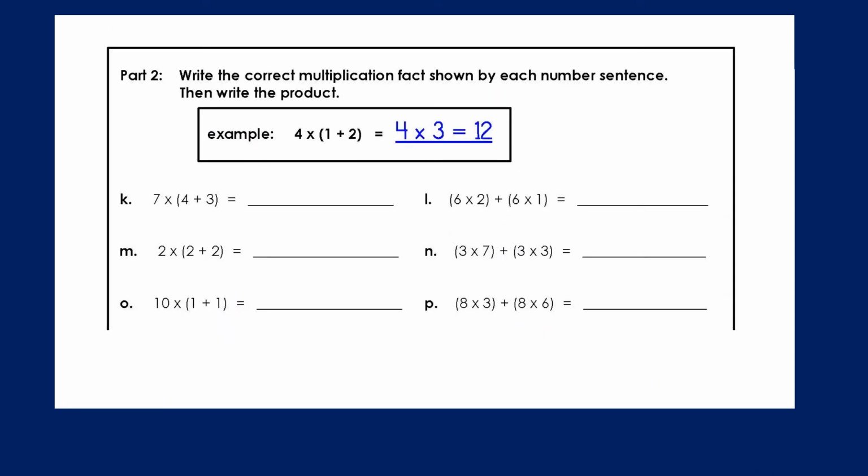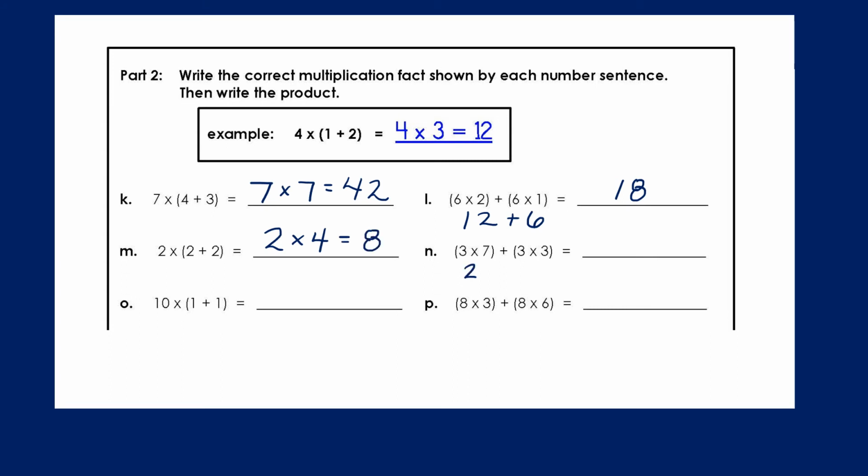Write the correct multiplication fact shown by each number sentence, then write the product. K, 7 times 7 equals 42. Here we have 12 plus 6 equals 18. Here we have 2 times 4 equals 8.